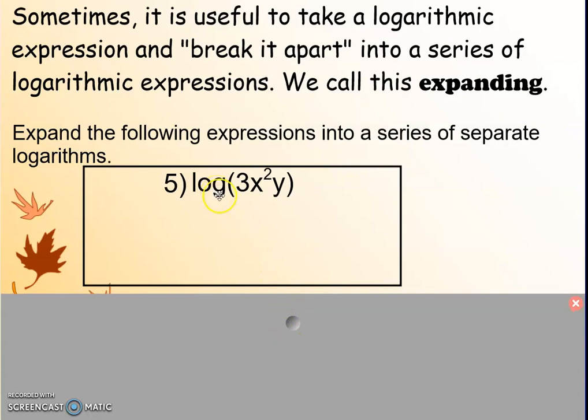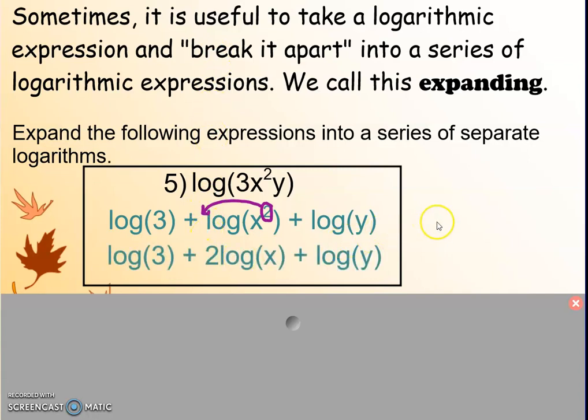So this is a log. Notice there's no base, so the inferred base is 10. It's the common log of 3x squared y. So you might use the product property to expand this out. And I think there's one more thing we can do. Of course, we can use the power property to grab this 2, which is only affecting the x, and bring it on down with everybody else. And this becomes log base 3 of 2 log 10 plus log of y.